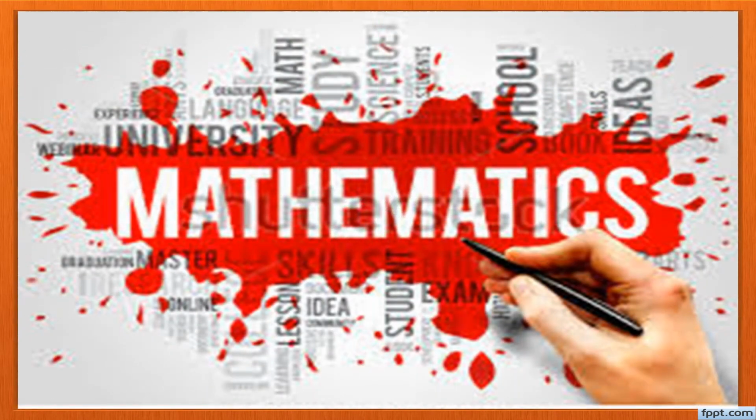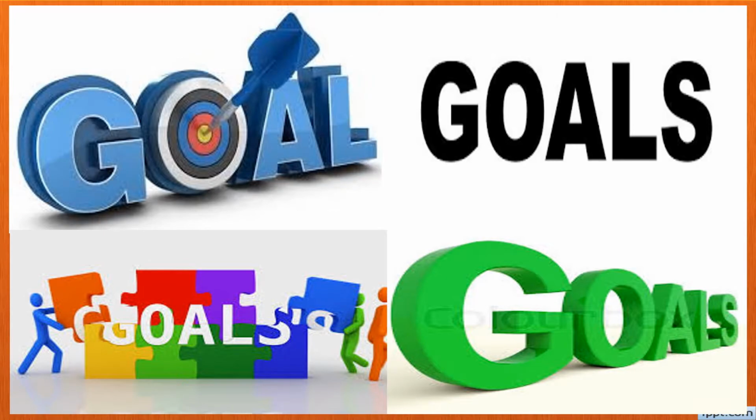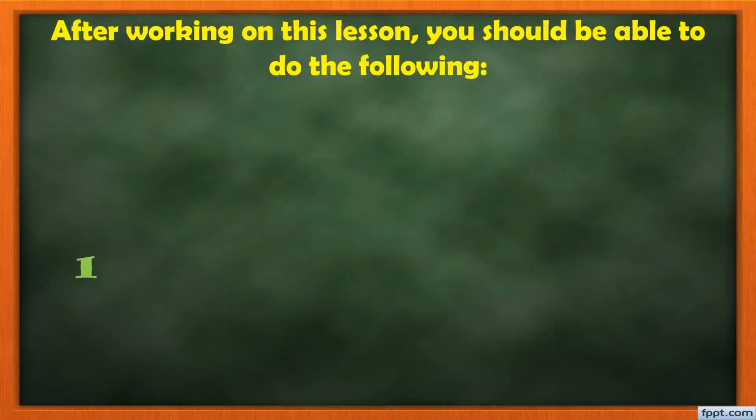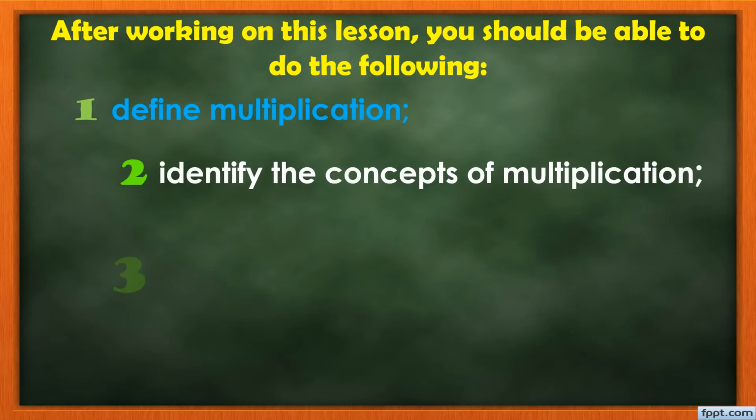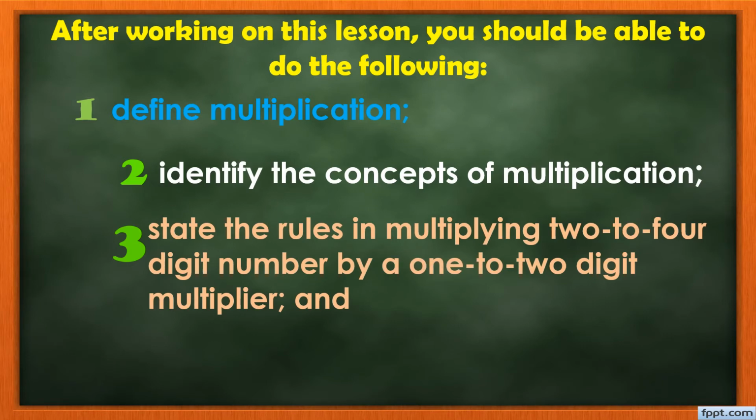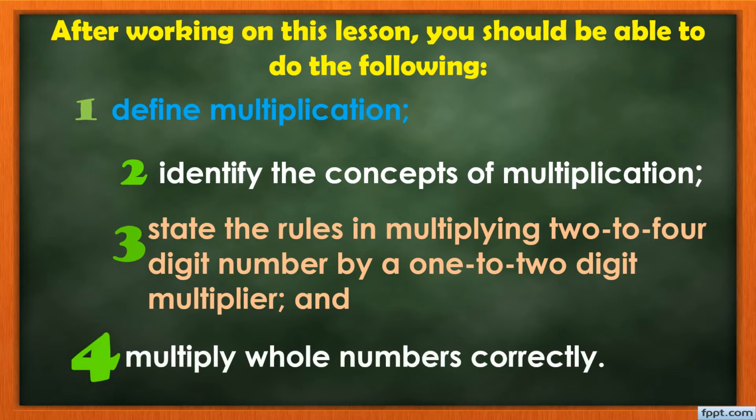So good morning. It's Mathematics time again, and today our goals are: first, we need to define multiplication. Second, we should identify the concepts of multiplication. Third, state the rules in multiplying a 2 to 4 digit number by a 1 to 2 digit multiplier, and multiply whole numbers correctly.